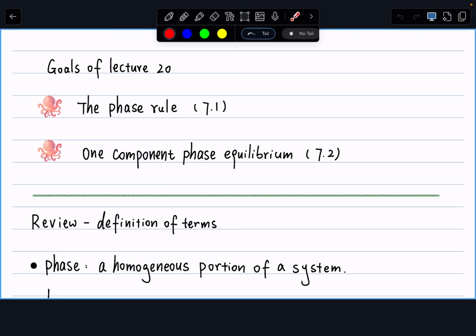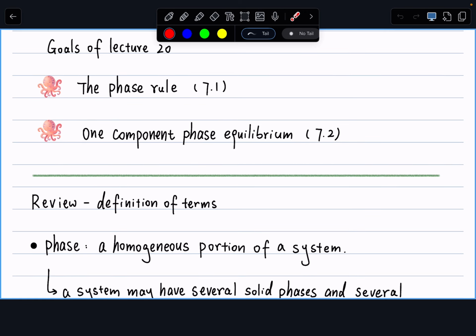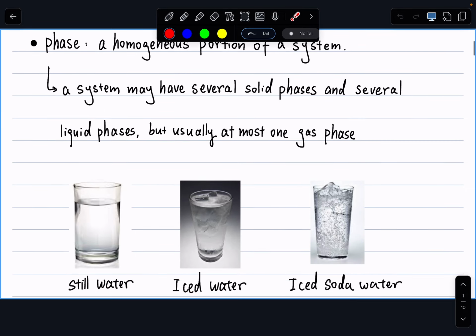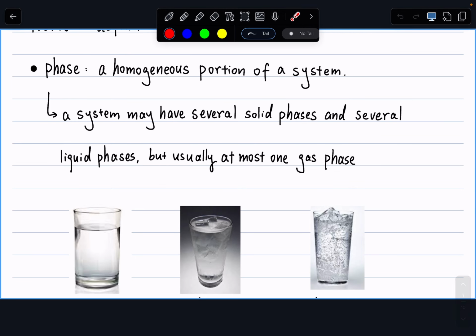All right, so getting started. Today we'll focus on the phase rule. This is a topic that's linked all the way back to our lecture 1. So we'll refresh your memory on lots of definitions and terms that we went over in chapter 1, which is when we first got started in thermodynamics.